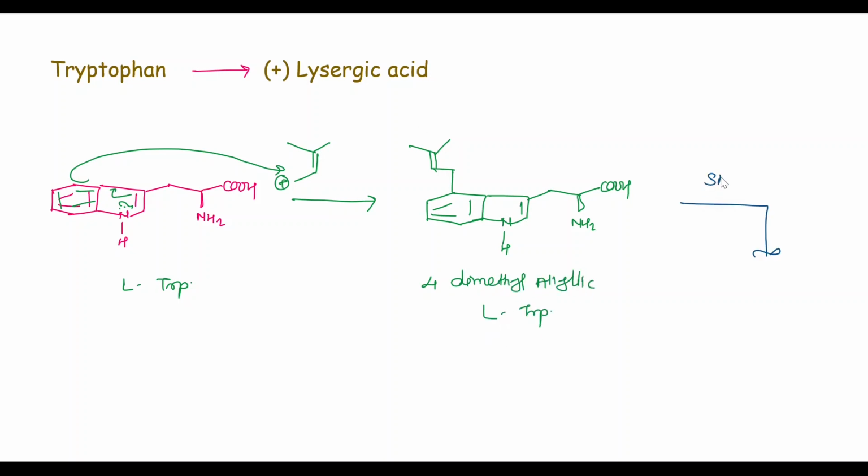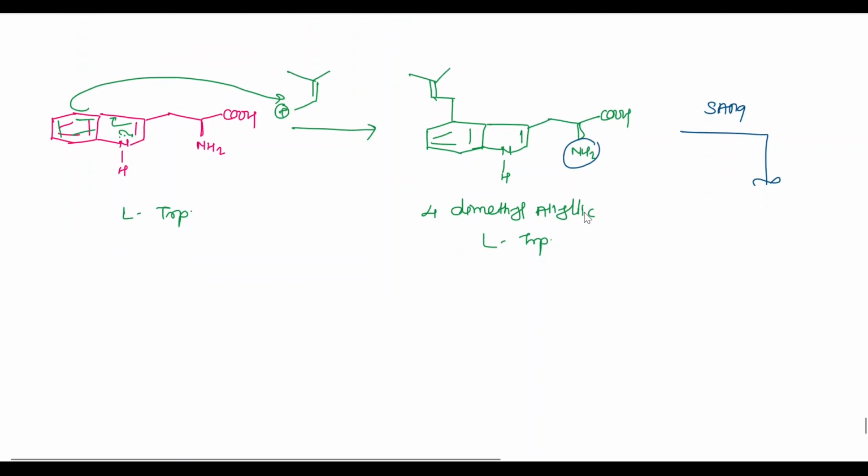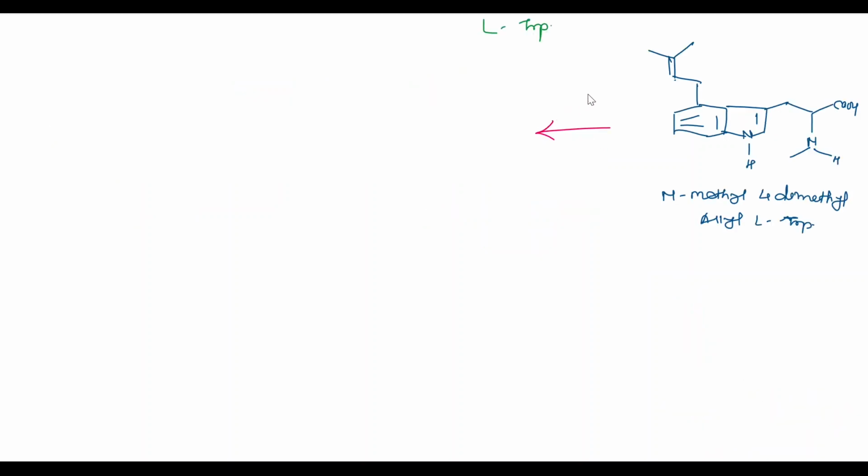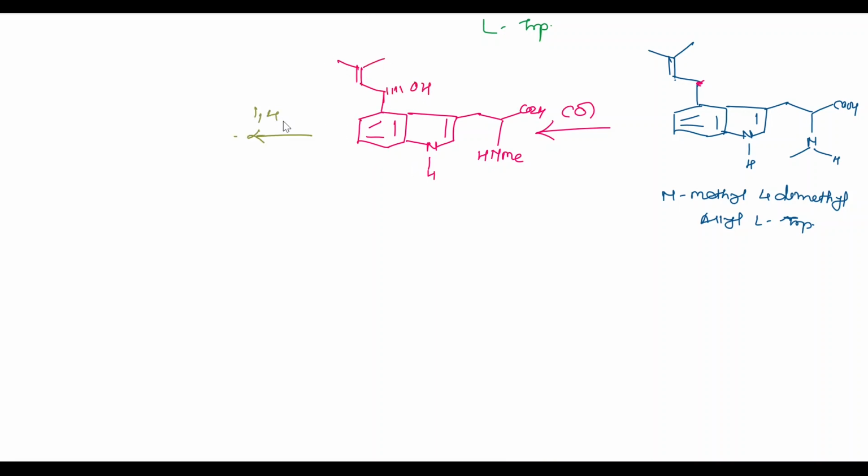In the next step, N-methylation takes place by using SAM and we get what is known as N-methyl 4-dimethylallyl L-tryptophan. In the next step, oxidation takes place over here and we get, in the next step, 1,4 elimination takes place to give diene.